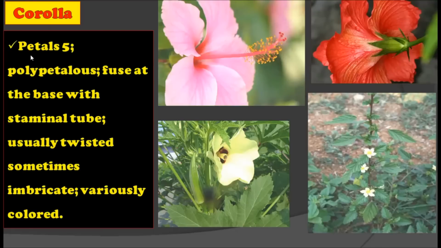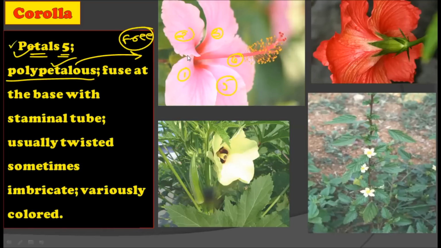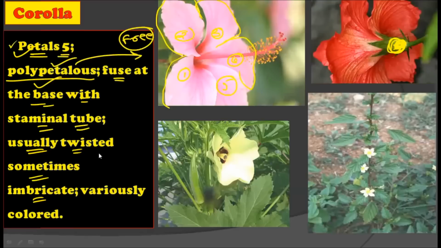Now let us see the corolla of the Malvaceae family. Petals are 5. As we have discussed earlier, there are always 5 petals in the members of the Malvaceae family. Then there is the condition of polypetalous. Polypetalous means the petals are free from each other. As you can observe in this picture, all these petals are free from each other. They are not fused with each other, and that is why the condition called polypetalous is shown. Fused at the base with the staminal tube. Usually twisted, or sometimes imbricate aestivation is shown.